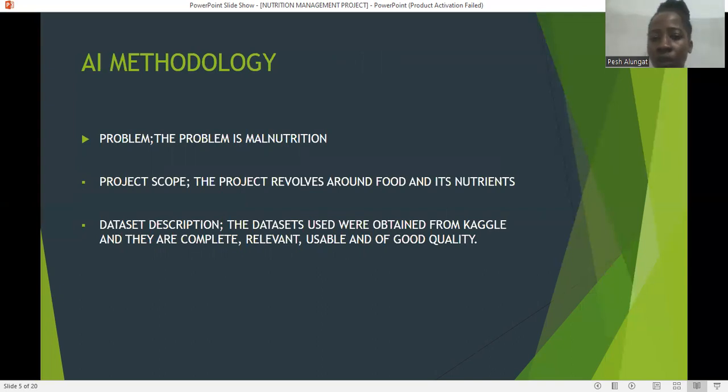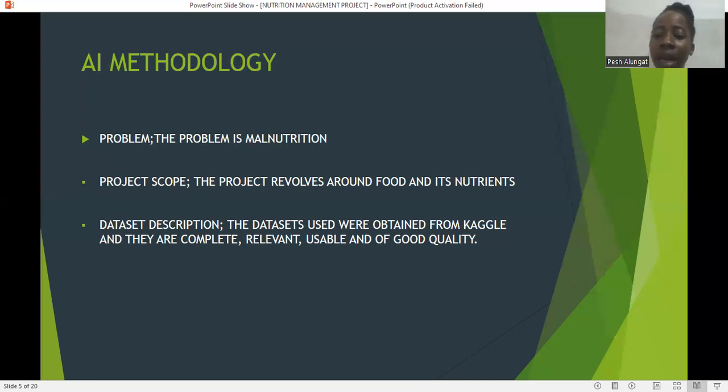The dataset description. First of all, there are factors we followed before I chose the datasets I used for this project. First, completeness of the dataset. The dataset should be able to provide complete details and should have a lot of features regarding our problem. And the relevance, like, is it reliable for our project? The usability: the dataset had to be easily understood by the users, and it had to be of good quality, obviously. So our dataset was obtained from Kaggle.